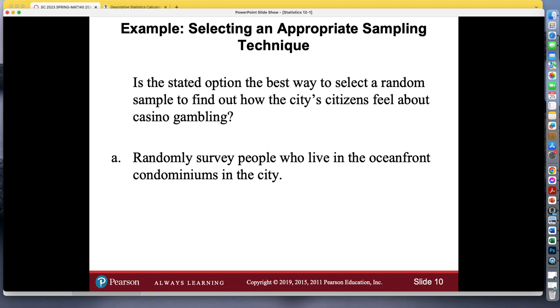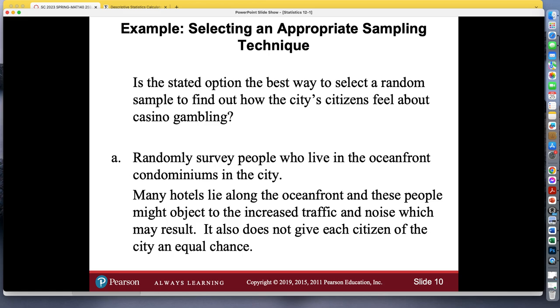So randomly survey people who live in the oceanfront condominiums in the city. Would that give you a true random sample? No, because you're getting a particular subset. Again, you might get a group that likes it or not.